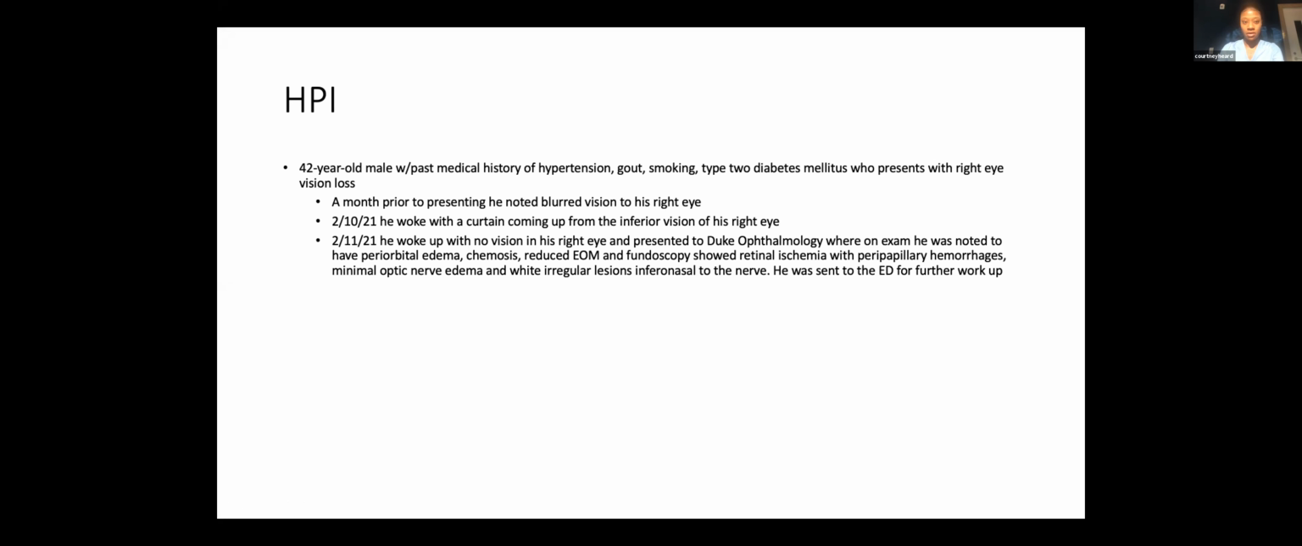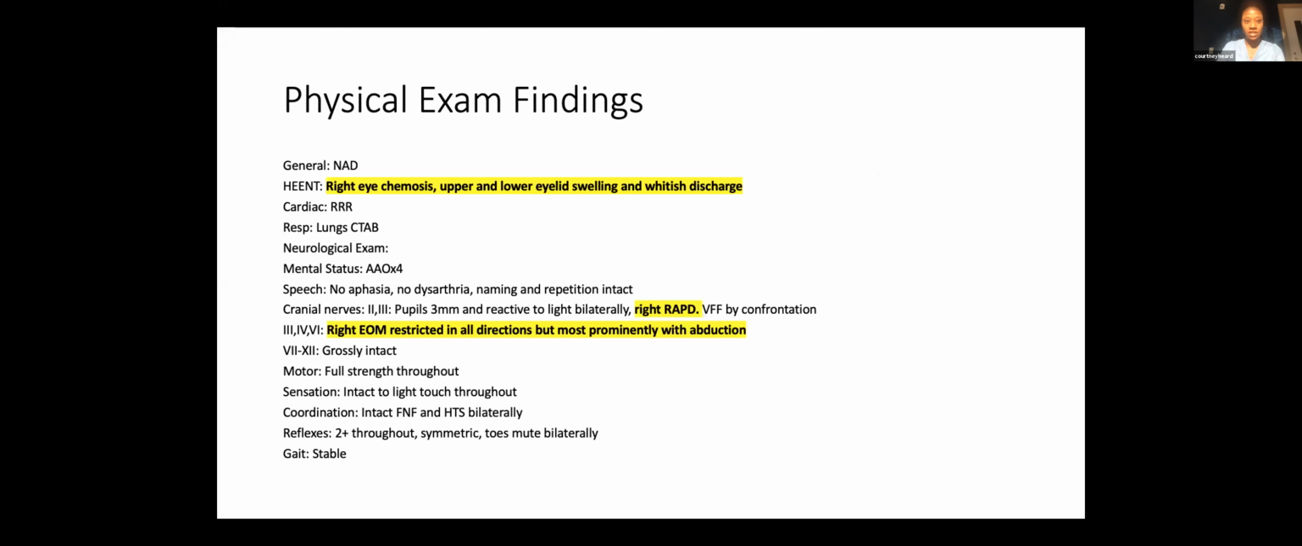exam, he was noted to have periorbital edema, chemosis, reduced extraocular movements, and fundoscopy showed retinal ischemia with peripapillary hemorrhages, minimal optic nerve edema, and white irregular lesions infranasal to the nerve. He was sent to the ED for further workup. Upon presentation, his physical exam findings were pertinent for right eye chemosis, upper and lower eyelid swelling and whitish discharge, a right RAPD, and right extraocular movements restricted in all directions, but most prominently with abduction.